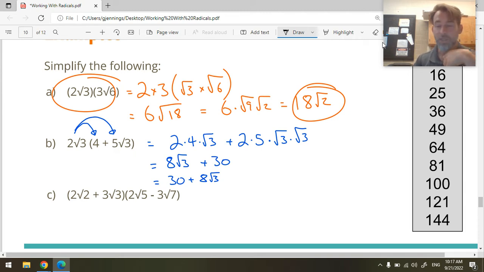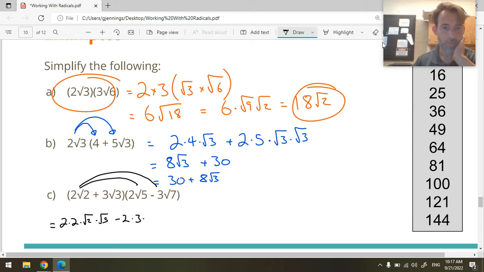This one is a little trickier. Here we need to use FOIL. Okay, so just FOIL it. 2 times 2 root 5. This is equal to 2 times 2 times root 2 times root 5. Okay, 2 times negative 3 root 7. This is negative 2 times 3 times root 2 times root 7.